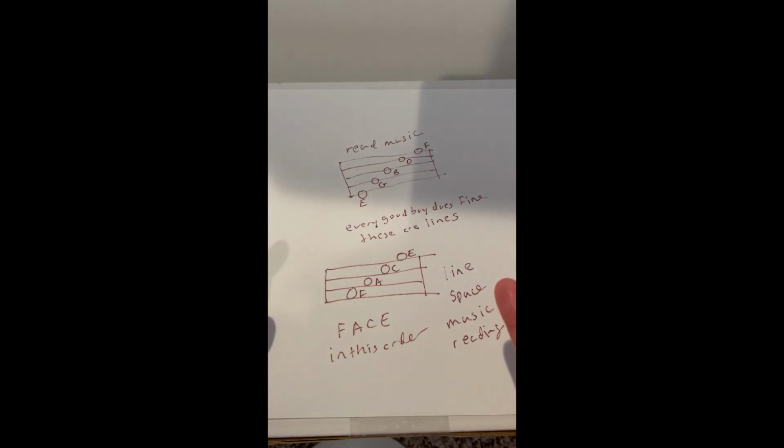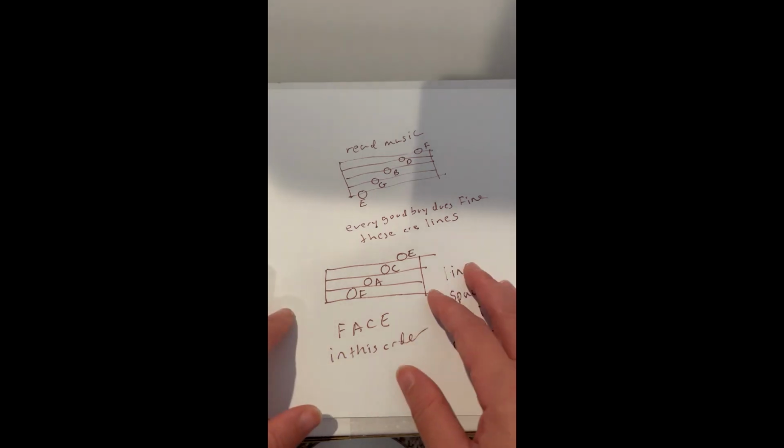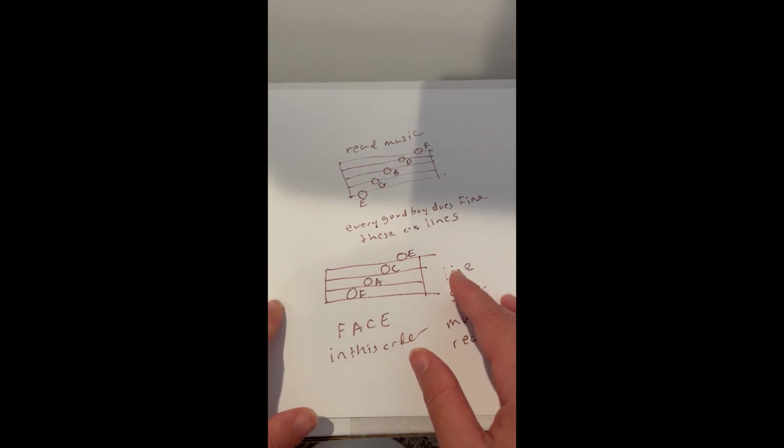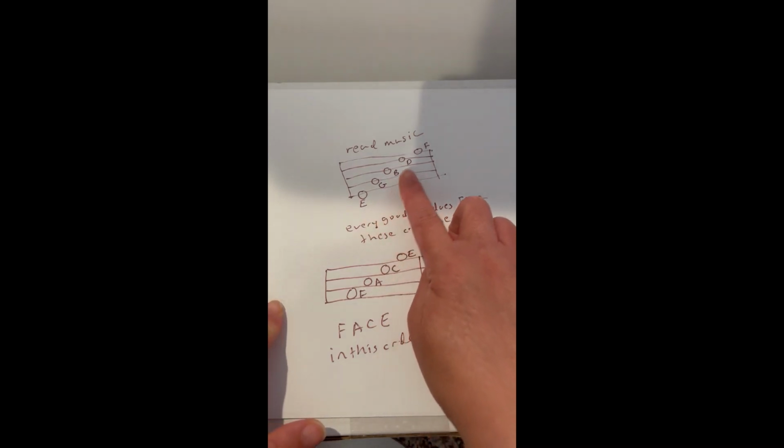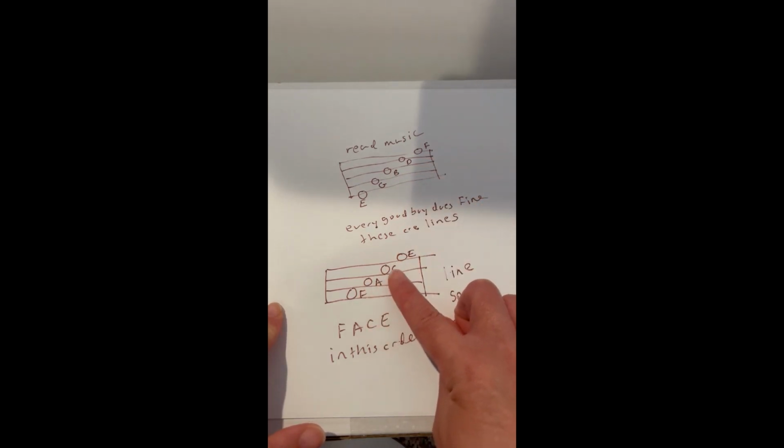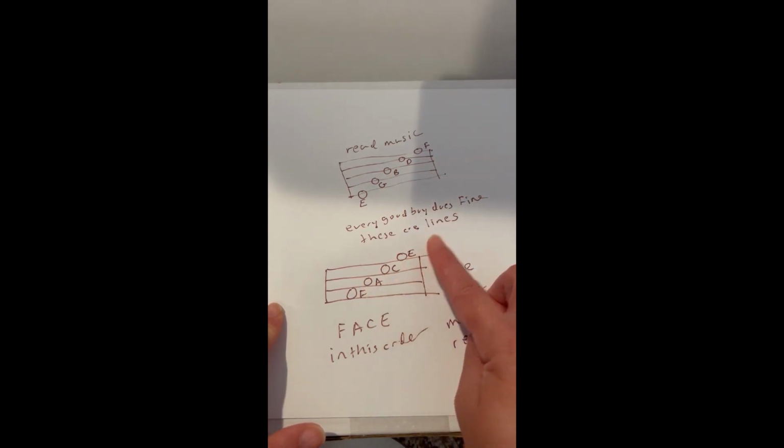And that's it. That's for today's lesson. You learned how to read lines and spaces in music. Every good boy does fine. E, G, B, D, F. F, A, C, E, face. That's it.